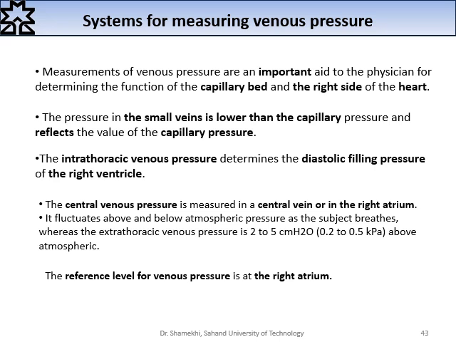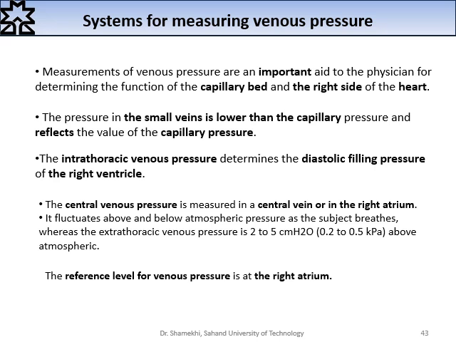The intrathoracic venous pressure determines the diastolic filling pressure of the right ventricle. The central venous pressure is measured in the central vein or in the right atrium. It fluctuates above and below atmospheric pressure as the subject breathes. Therefore, we should consider the breathing of the subject to measure correct values.